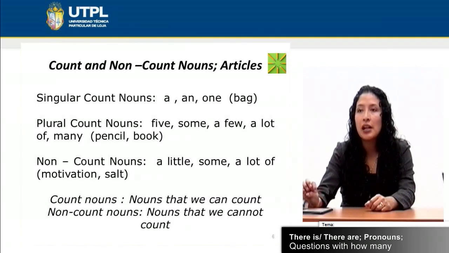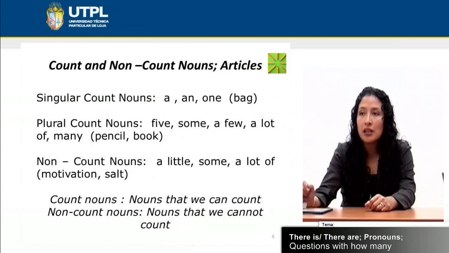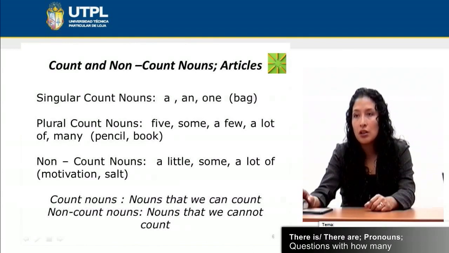When talking about plural countable nouns, we use a plural form in order to express our needs. For example, five books, five pencils, five cars, five computers, or some. This is different from saying an or a, because here we are talking about a plural situation, a lot, many, and this is pluralizing nouns.